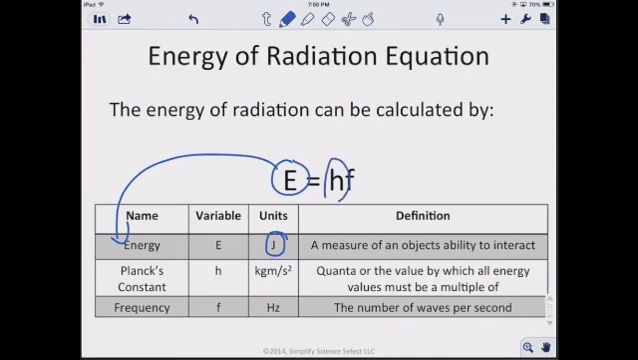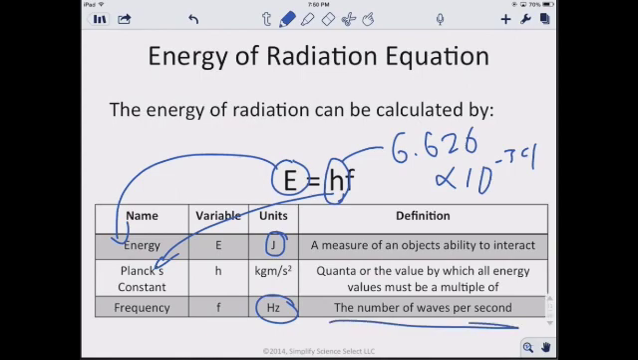This H value is Planck's constant. It is kilograms per meters per second squared, and so we can say it's basically the value at which all energy values must be a multiple of, and so it's just a constant. You can find this on your formula chart. It is actually 6.626 times 10 to the negative 34th. That's actually the number. And then F is our frequency. The unit is hertz, and the definition of it is the number of waves per second.